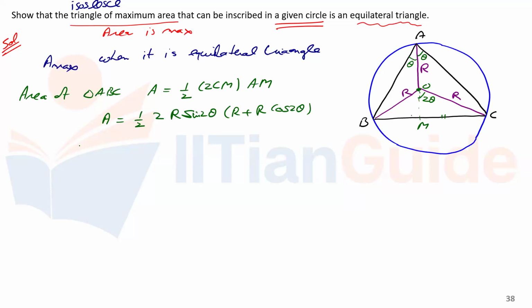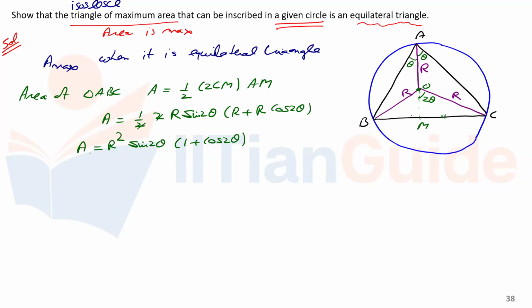Basically, I have got area equal to 1 by 2, and the 1 by 2 gets cancelled. I will take common R square sin 2 theta inside the bracket 1 plus cos 2 theta. Am I right or not? Tell me. Clear? Clear to everybody? Yes, sir. चलिए ठीक है.